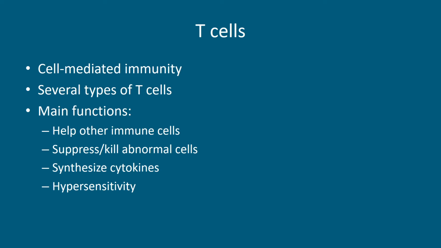There are several different types of T cells: your helper T cells, regulatory T cells, cytotoxic T cells, to name some examples. The main function of cell-mediated immunity is to help other immune cells. It's to help suppress or kill any abnormal cells like cancer cells. It is going to trigger the production of cytokines. These are chemicals that are oftentimes going to help stimulate other macrophages, stimulate cells to be able to recognize certain markers that target cells for destruction, etc. And it's also involved with some of the hypersensitivity.